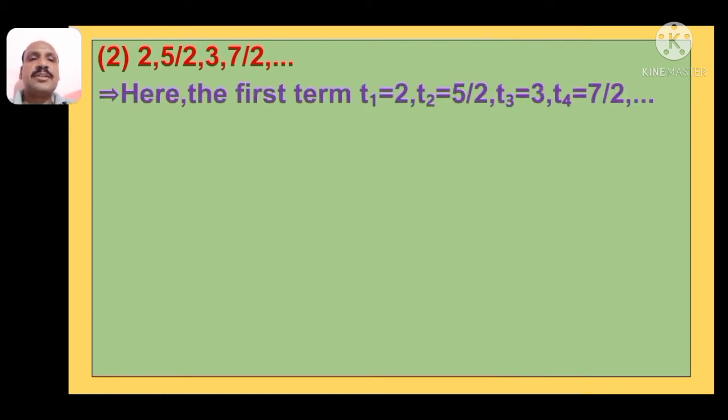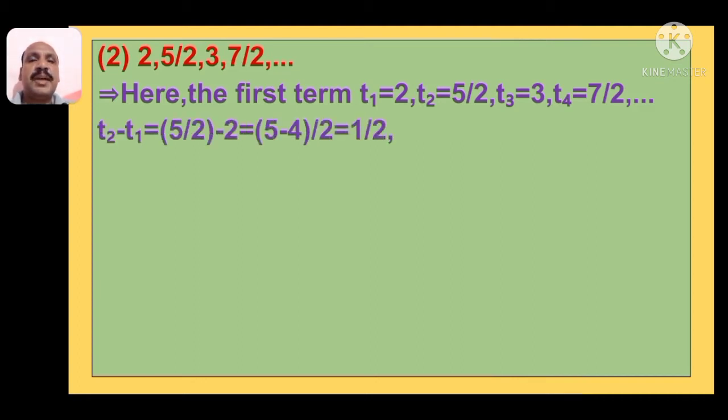Now, next question. Second: 2, 5/2, 3, 7/2, and so on. Now here also the first term T1 is equal to 2, T2 is 5/2, T3 is 3, and T4 is 7/2. Now, here we'll find the common difference between the terms. To find the common difference, we subtract the previous term from the next term.